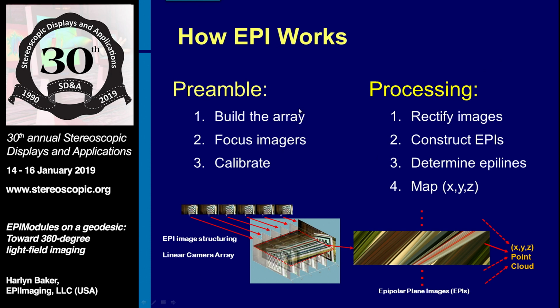Focusing the imagers and calibrating the system, then you sort of have locked it down and you turn it loose with the processing. The processing is a loop on rectifying images, that is bringing them into epipolar alignment so they can be worked on as a unit, constructing the EPIs out of them.